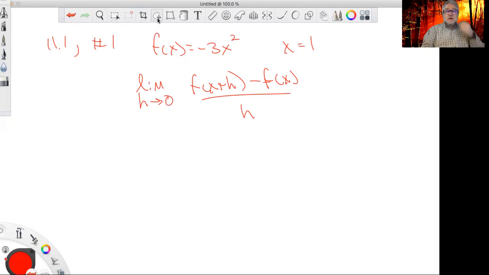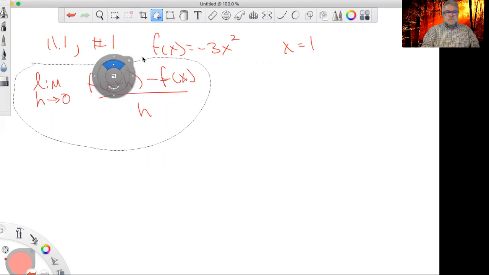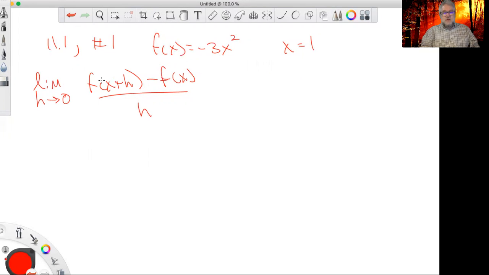So let me move this aside. Okay, and what I like to do is compute these two things separately. So f of x plus h, sorry, that's an x, is going to be minus 3 times x plus h squared. Notice it's very important. We plug the x equals 1 at the very end. We don't use it yet.